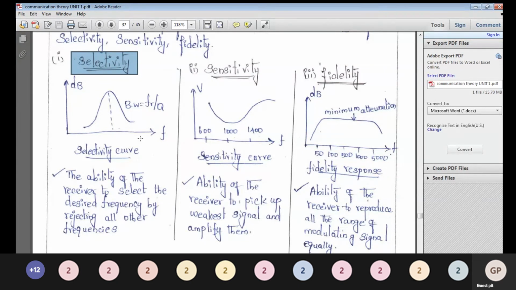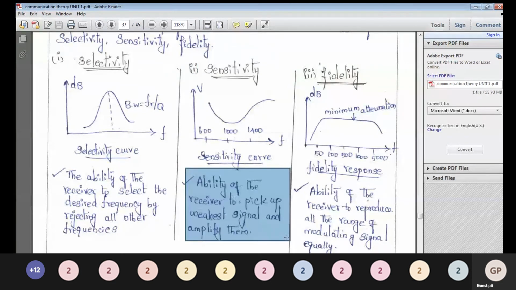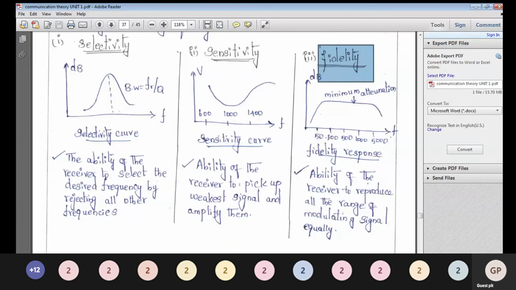Next one is sensitivity. The ability of the receiver to pick up the weakest signal and amplify it. Sensitivity means it should identify and receive the weak signal also. We use the term, she is more sensitive or he is more sensitive, meaning they are responsive to a minimum value. That is called sensitivity. So the sensitivity should be high for a receiver. The third characteristic is fidelity. Fidelity is the ability of the receiver to reproduce all the range of modulating signals equally.